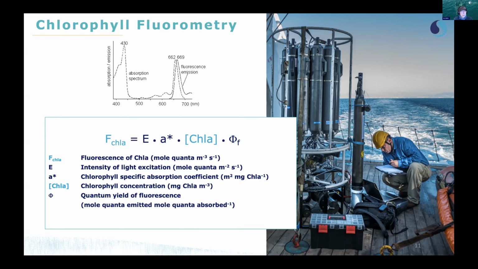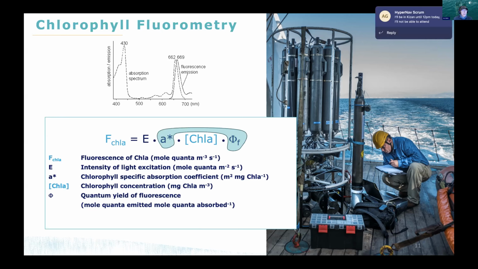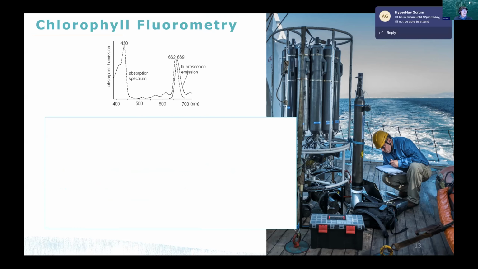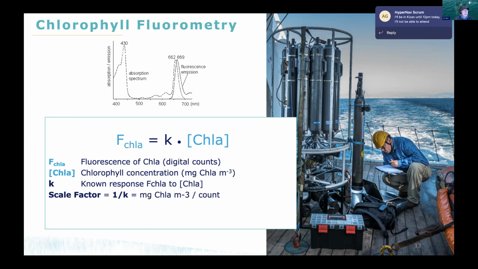That light is absorbed, and then the last factor is a physiological factor. But again, we assume it's a constant for the purposes of measurement. This is how much of those absorbed photons are turned into fluorescent photons. That's called quantum efficiency or quantum yield. So if we bind up those physiological factors along with the light, we come out to an equation like this, where the fluorescent photons is just some factor times chlorophyll.